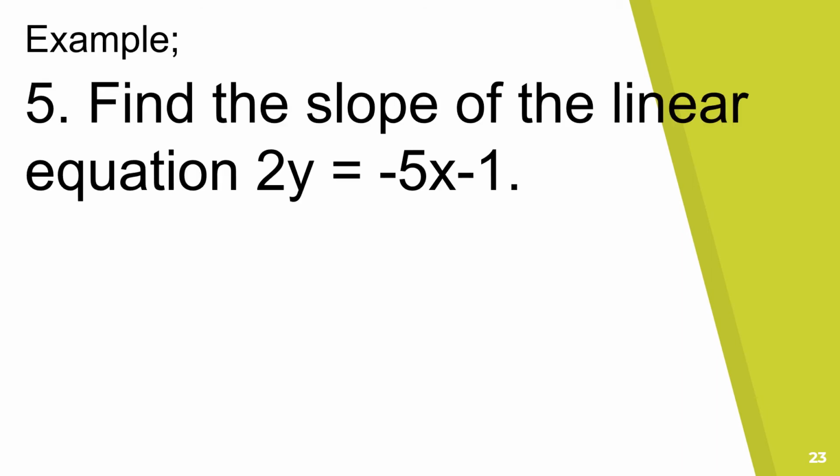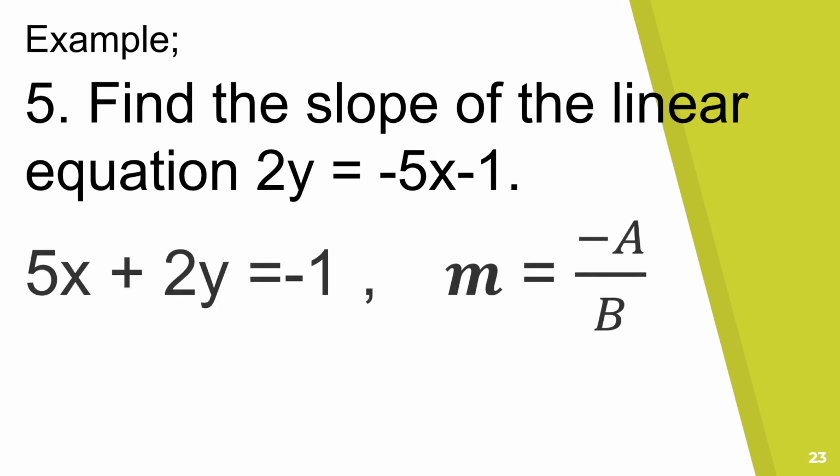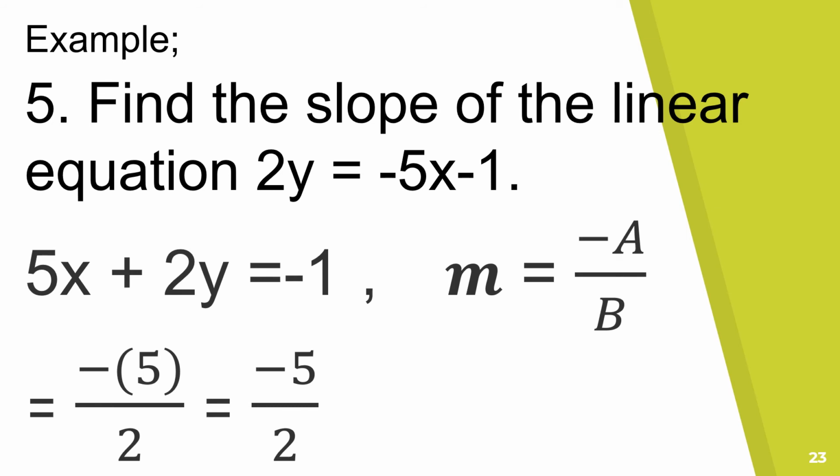Number 5. Find the slope of this equation 2y equals negative 5x minus y. So, diretso na ba yan, sir, na m equals negative a over b? Hindi. Gagawin mo, lipat mo yung negative 5x sa kabilang side, so it becomes positive 5x plus 2y equals negative 1. So, dyan ka pa magkuha ng negative a over b. Huwag ka kuha diretso kasi dapat parehong side ang x and y. So what is our a? A is 5, b is 2. So negative a over b, negative 5 halves.